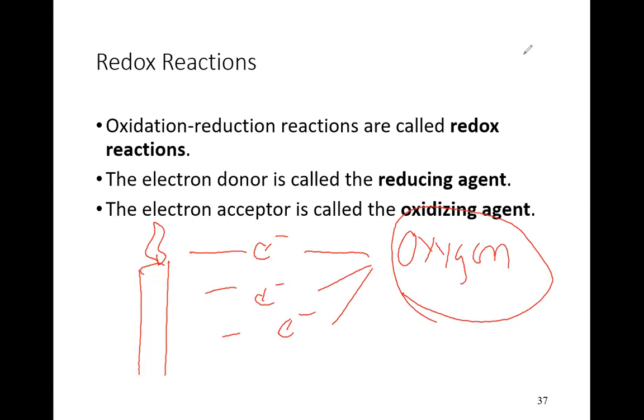Now, the paraffin is the electron donor. It's giving off the electrons as we break the valence bonds here in the candle wax. That's the electron donor, or the reducing agent. But it's not going to work unless you have the oxidizing agent, which in this case is oxygen. It's nearly always going to be oxygen.